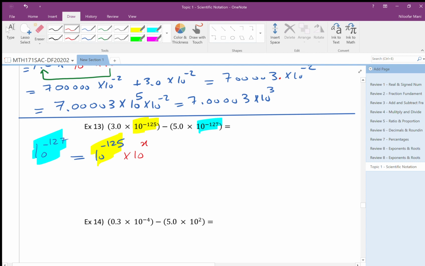What should x be then? Okay, so I know it's 10^-2. -127 is 10^-125 times 10^-2. Remember, I didn't change -127. It's still -127. Instead, I just express it another way to have -125 inside. So I write -125, -2, which is still -127.